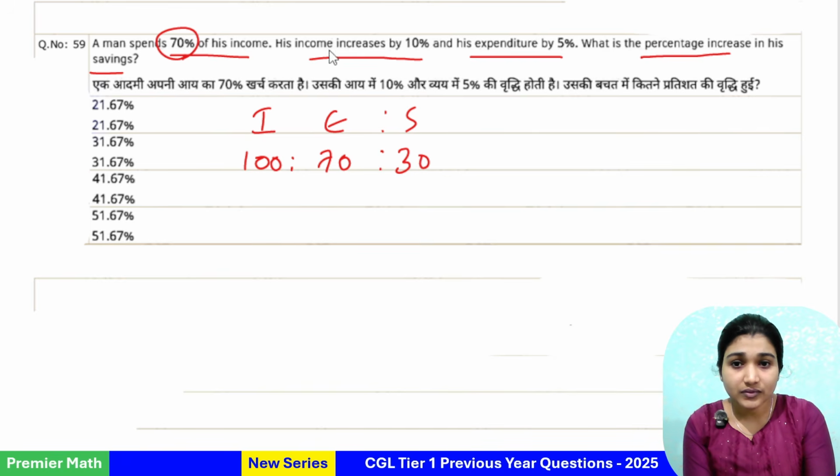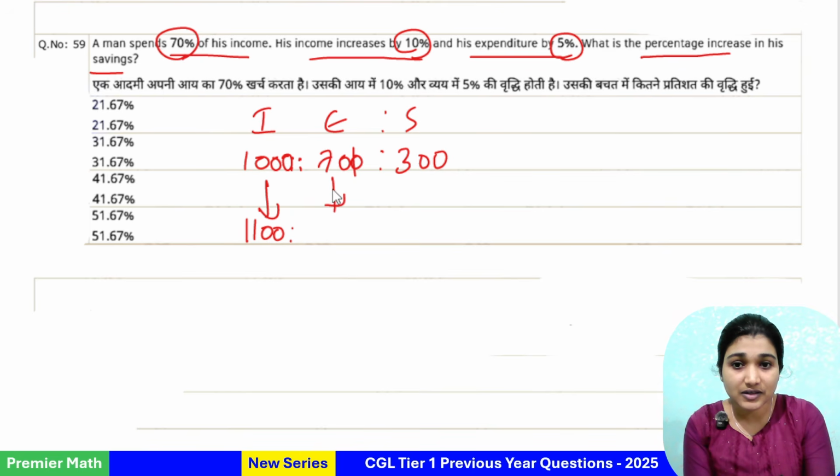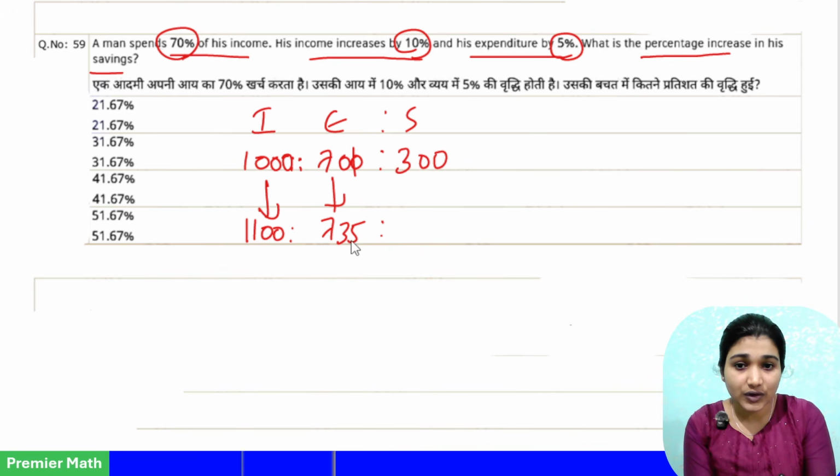Now, income increases by 10% and expenditure by 5%. So consider this as 1000 is to 700 is to 300 in ratio. Then increases by 10% means 10% of 1000 is 100. So 1100 is the new income. And 10% of 700 means 70. So 5% of the expenditure means half of 70 is 35. So 735 is the new expenditure. Then new savings become 1100 minus 700 is 400. 400 minus 35 is equal to 365.